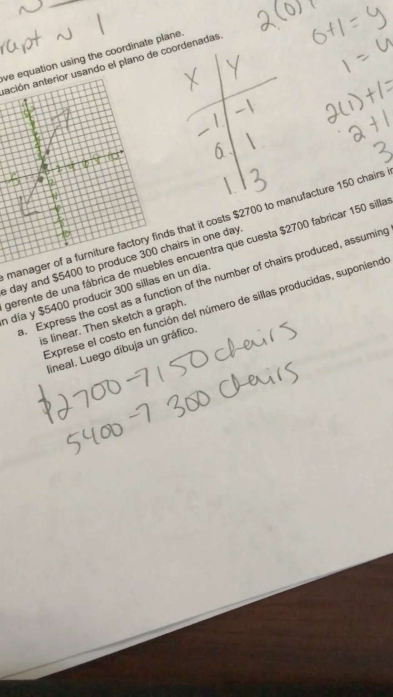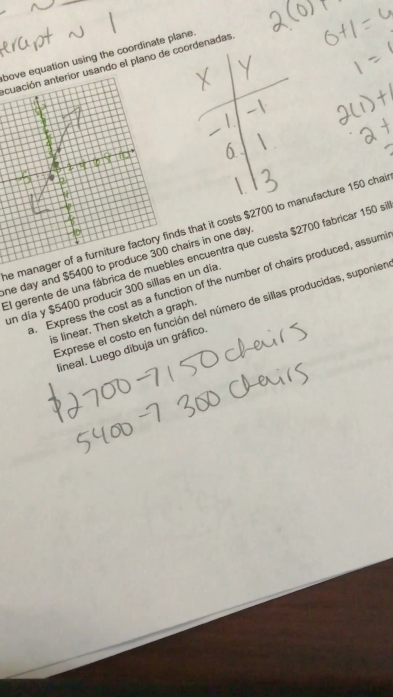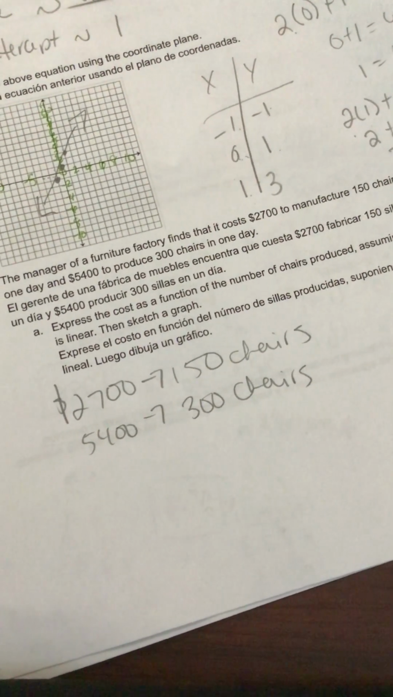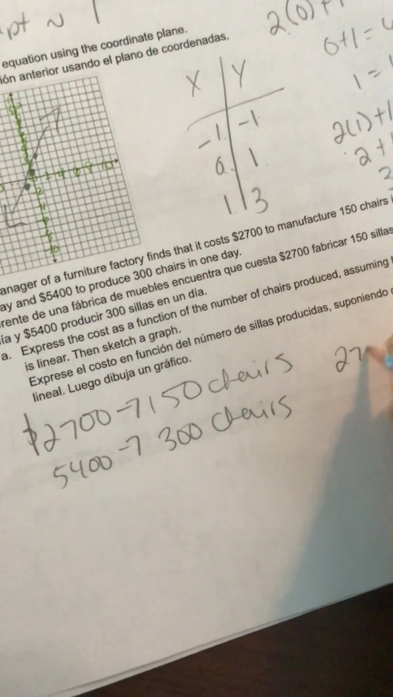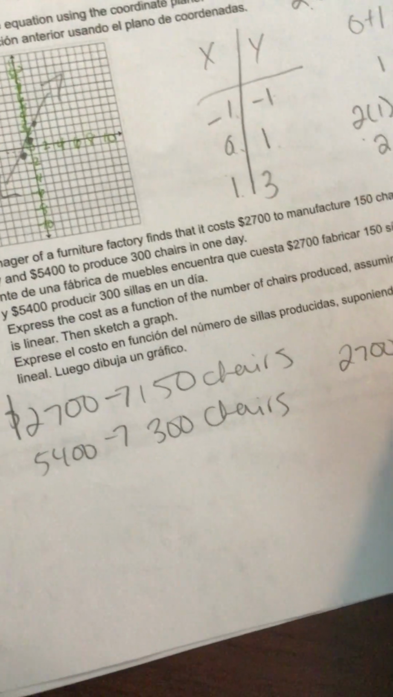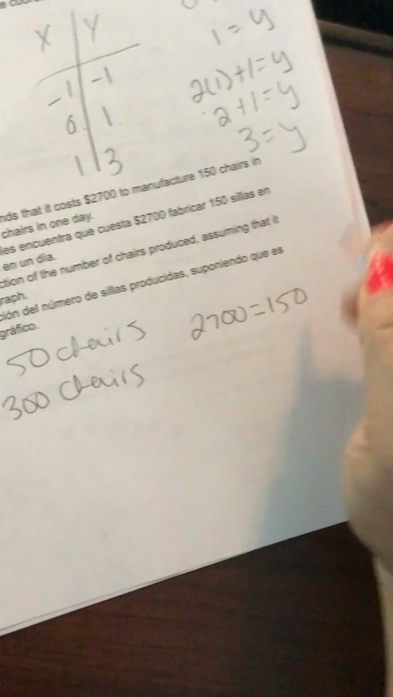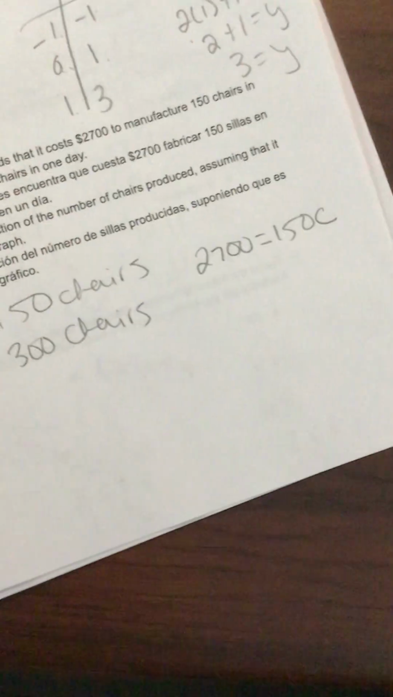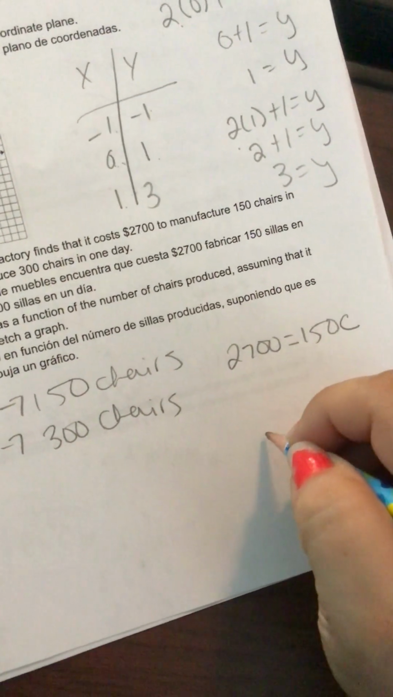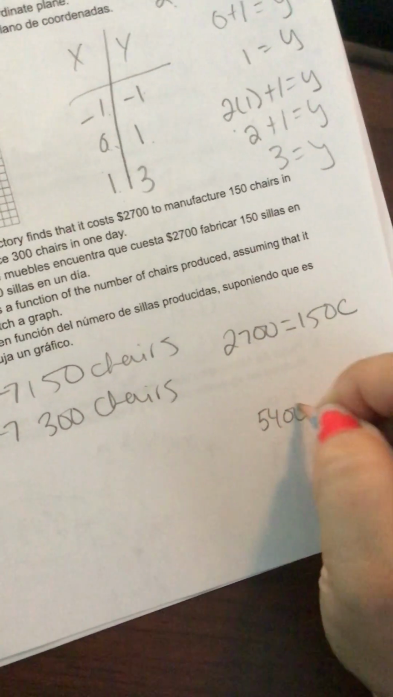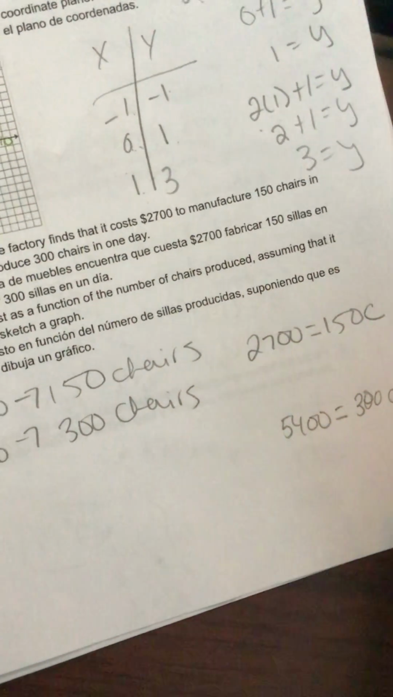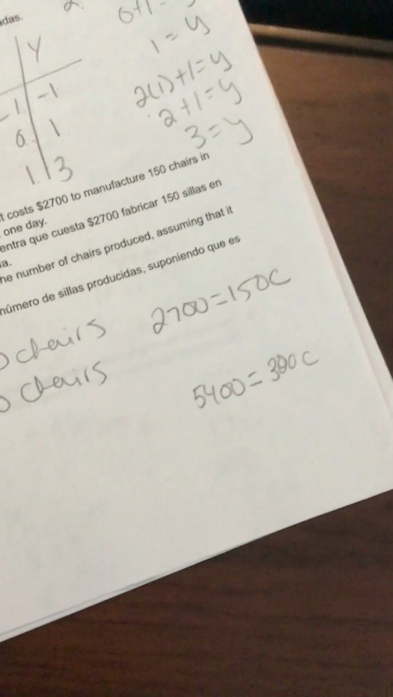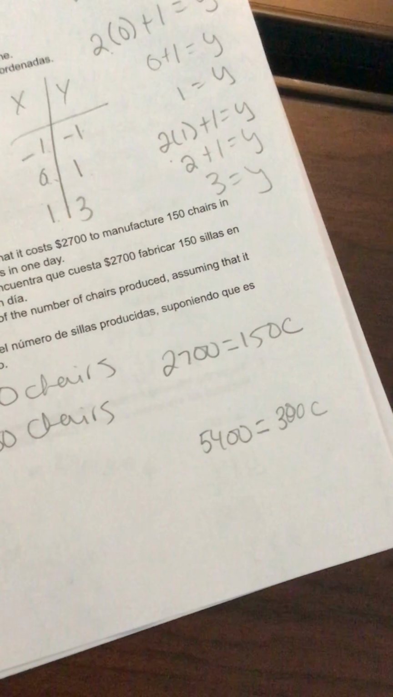So I can make these into equations based on the information. So this first one here, my total cost is going to be $2,700, and that's equal to the number of chairs total for the cost. And then I can also do the same thing with that other value. So I'm going to have 5,400 is equal to 300 chairs times that cost. To figure out what that C is, I need to divide both sides by those values.